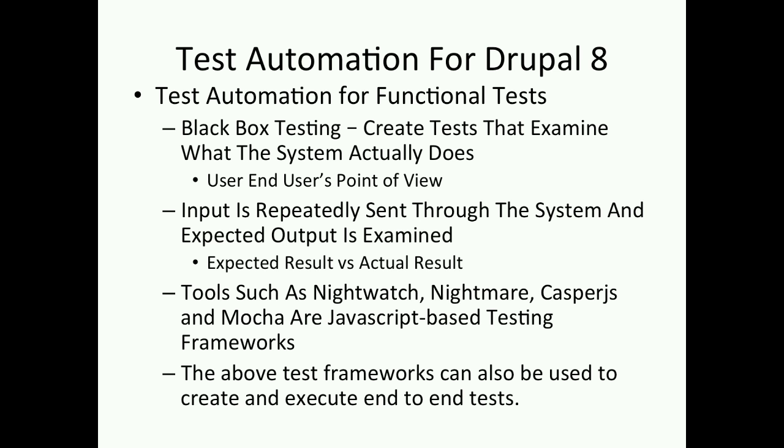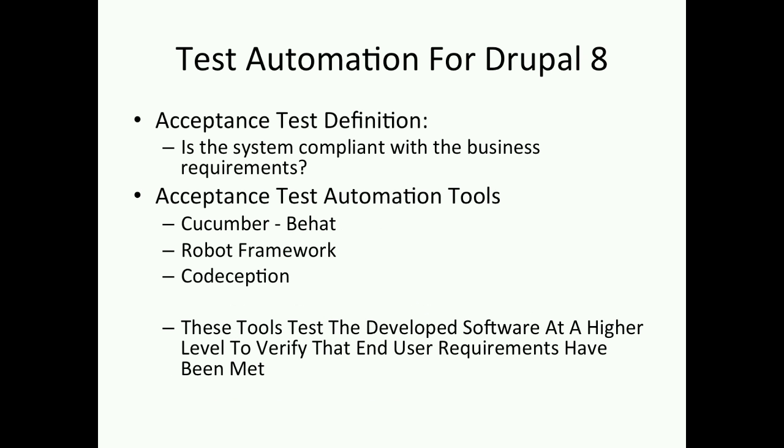So you basically examine what the system actually does from the end user's point of view. Input is repeatedly sent through the system using a number of different tools, like I see here from Nightwatch, Nightmare, Casper.js, Mocha. There are just more and more of these. So take your pick, whatever's good for you and what's good for the project. And end-to-end tests can also be run. Again, at the end, we get to the acceptance test.